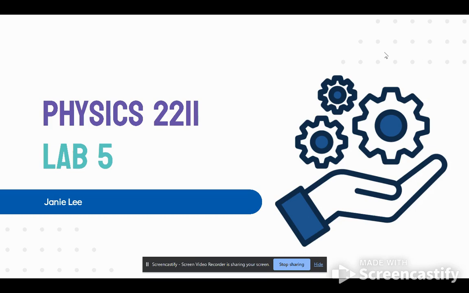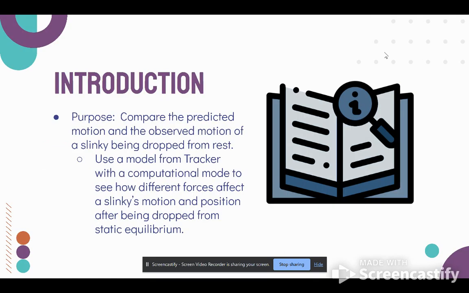So this is lab 5. The purpose of this lab is to compare the predicted motion and the observed motion of a Slinky being dropped from rest. I used a model from Tracker to see how different forces affect a Slinky's motion and position after being dropped from static equilibrium.